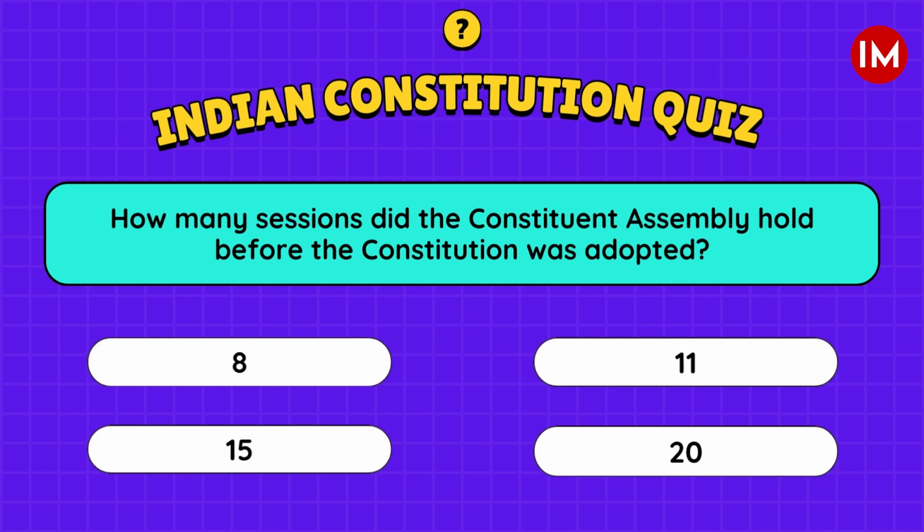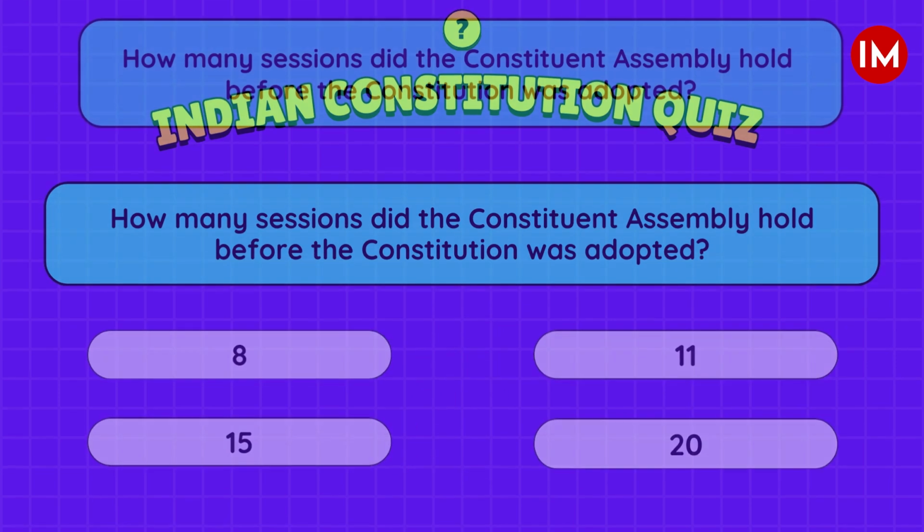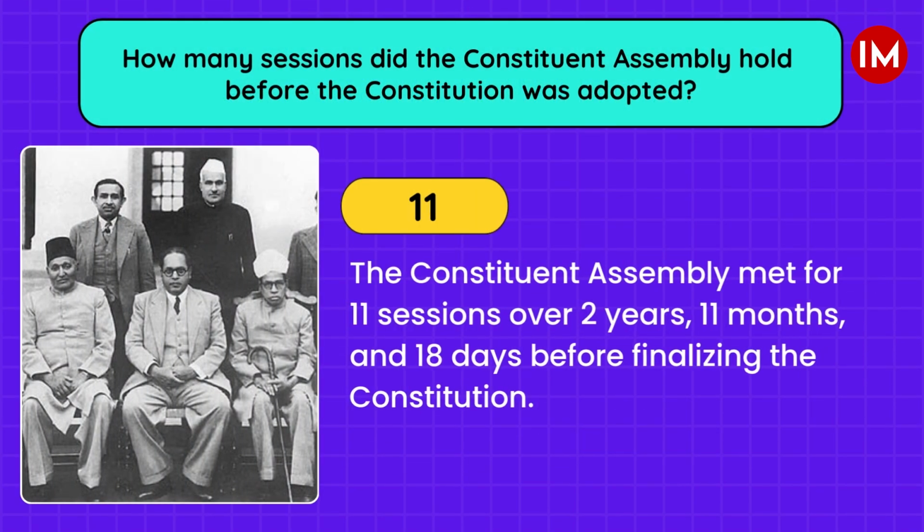Question 9. How many sessions did the Constituent Assembly hold before the Constitution was adopted? A. 8, B. 11, C. 15 or D. 20. The correct answer is B. 11. The Constituent Assembly met for 11 sessions over 2 years, 11 months and 18 days before finalizing the Constitution.